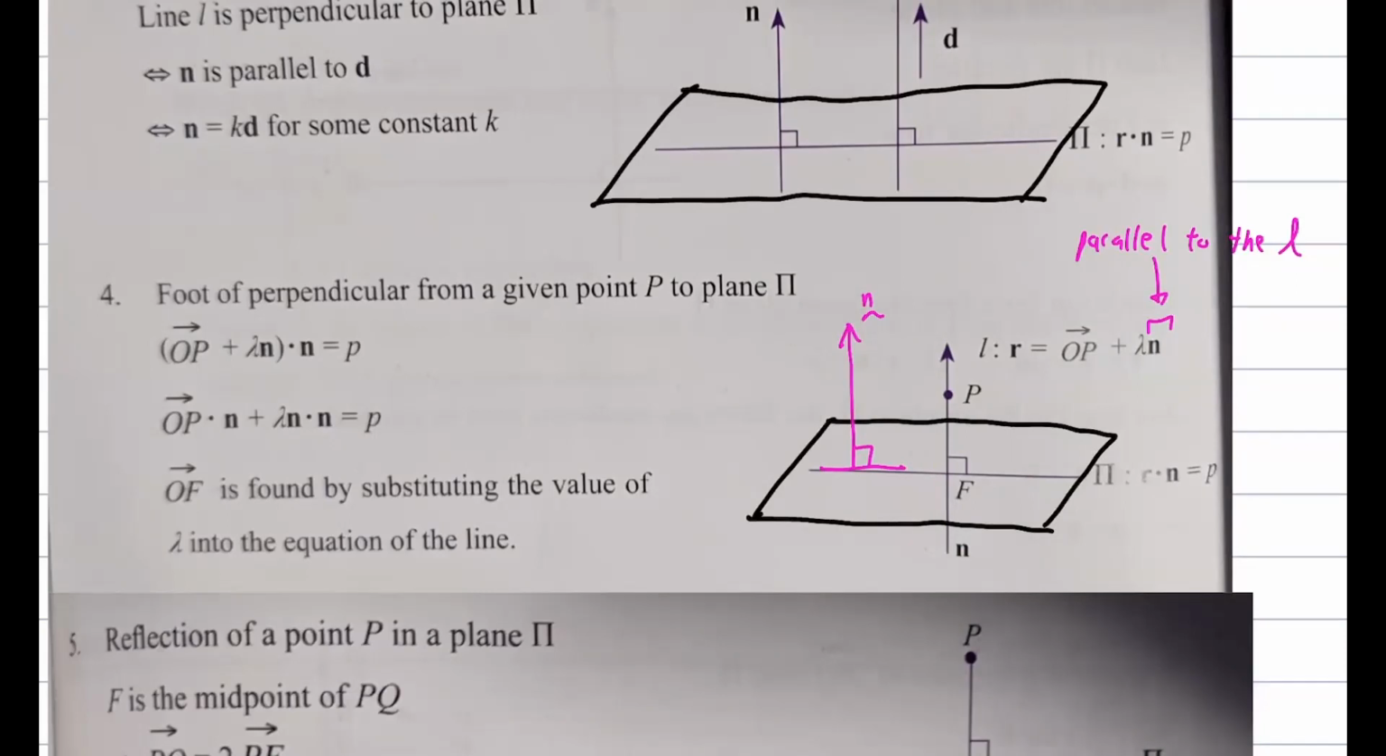And what you realize is that you want to find the coordinates of point F. So that means you can just find, which is really equivalent to finding out the point of intersection between the line and the plane, right?